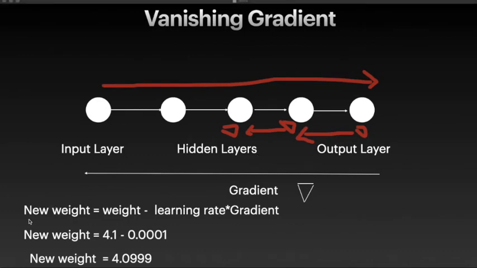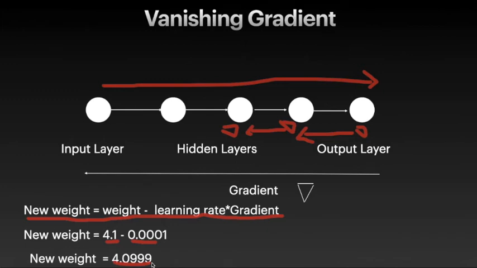See, new weight. This is the formula to change the weight. New weight is weight minus learning rate into gradient. See, if my gradient is very, very, very less, what will happen here? See, my weight is 4.1 minus 0.0001 will give you this weight. So actually you can see that 4.1 and 4.0999 is almost similar. So my total network is not learning anything. This is the problem of vanishing gradient which happens in RNN. This is the reason why RNN has a problem of short memory.